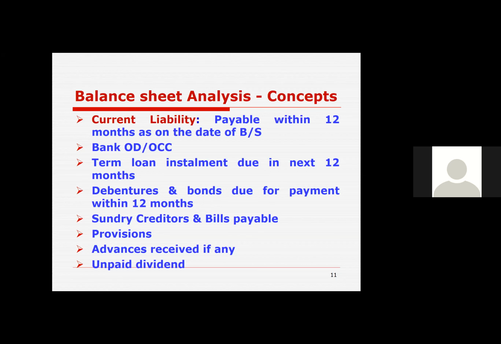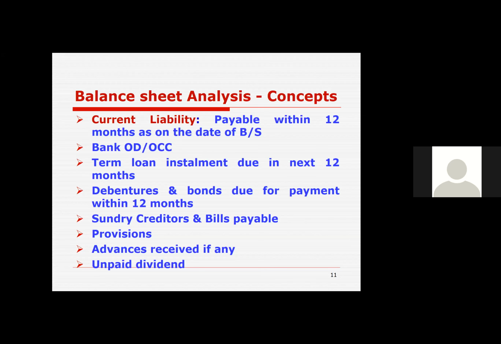There, we distinguish between non-current assets and current assets. Do you remember? Sundry debtors and bills receivable, etc., which are more than 6 months old, will be classified as non-current assets. If they are less than 6 months, they will be classified as current assets.